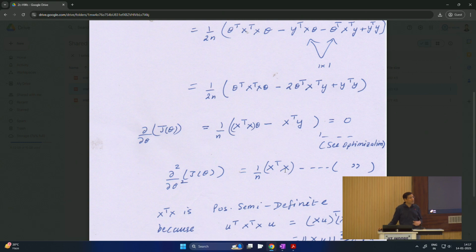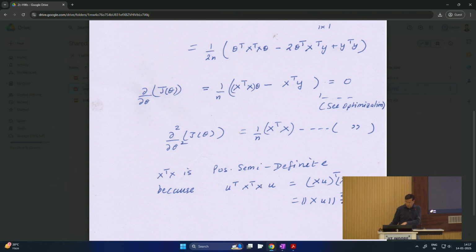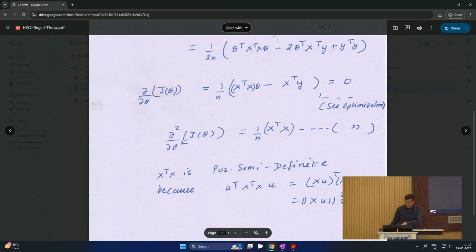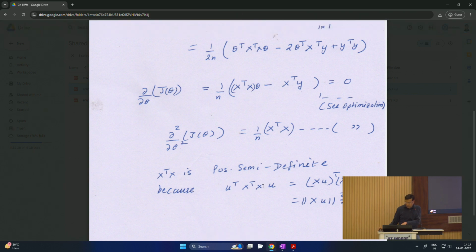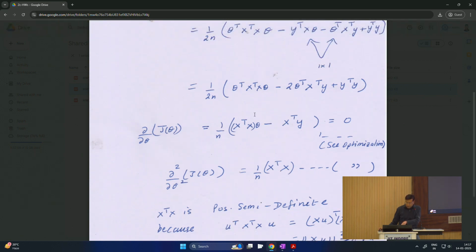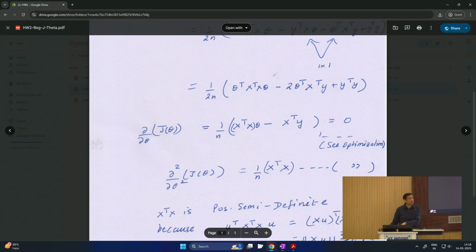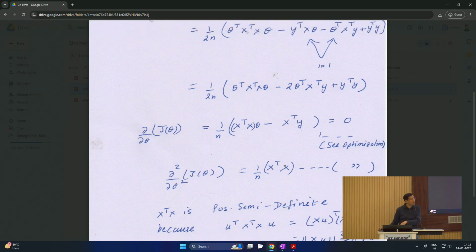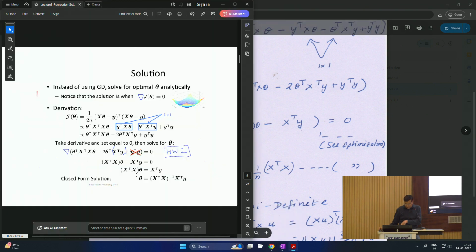Is x transpose x dependent on theta? No. Which means, is it positive definite? Yes, we showed that it is positive semi-definite. When you take the Jacobian of this gradient, which is the Hessian of j theta, you get x transpose x. We'll work it out and put it up. Once you get x transpose x, let's go back to the slides.